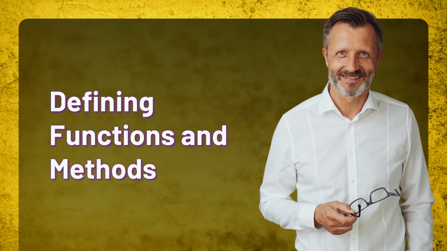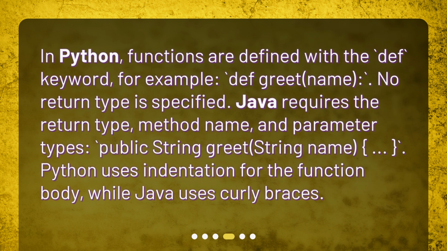Defining functions and methods. In Python, functions are defined with the def keyword. For example, def greet(name). No return type is specified. Java requires the return type, method name, and parameter types: public String greet(String name). Python uses indentation for the function body, while Java uses curly braces.